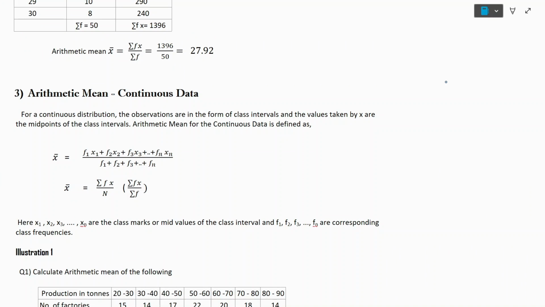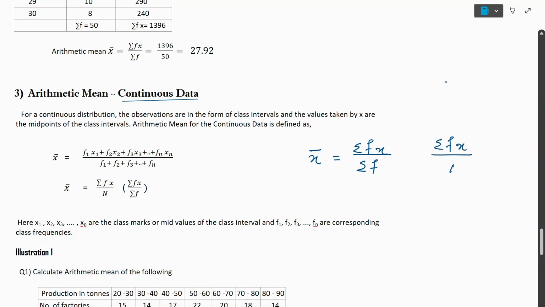Next we will discuss arithmetic mean for continuous data. Please try to understand that the formula for calculating arithmetic mean is the same for discrete data and continuous data. That means for continuous data also, x bar equal to summation of fx divided by summation of f, or otherwise we write summation of fx whole divided by n. Both are the same. Here the formula is the same, but while calculating the arithmetic mean for continuous data, we need to change the format. That means instead of 3 columns as in discrete data, we are going to use 4 columns. We will see it through an example.